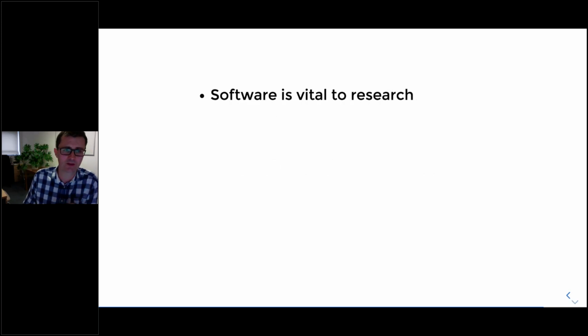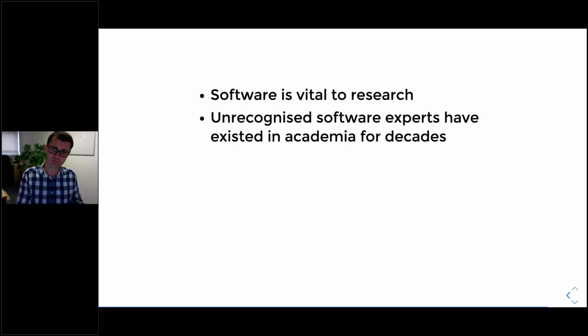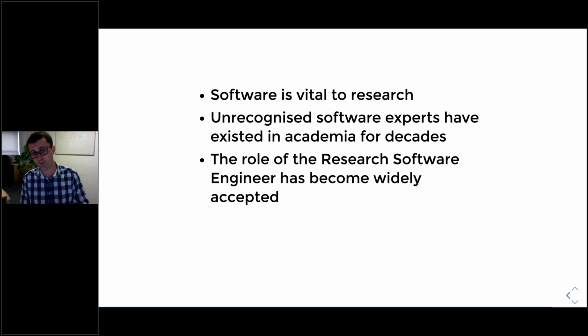So I've got a couple of conclusions here just to wrap up this talk. I hope I have convinced you that software is vital to research, and that software experts have existed for a long time in academia, but that their contribution was going largely unrecognized. To combat this problem, the research software engineering community began. It's a grassroots community which has been highly successful and rapidly achieved successes because the time is right for this kind of role to enter academia.